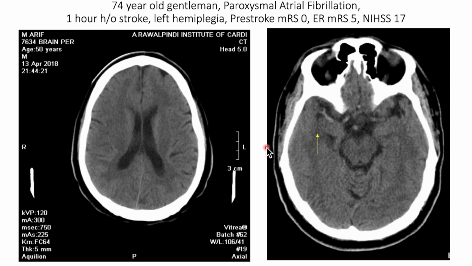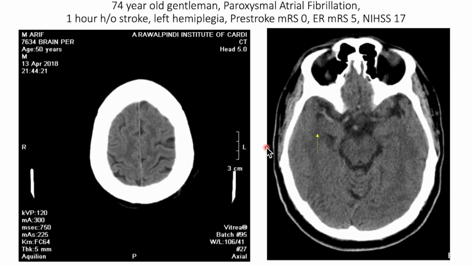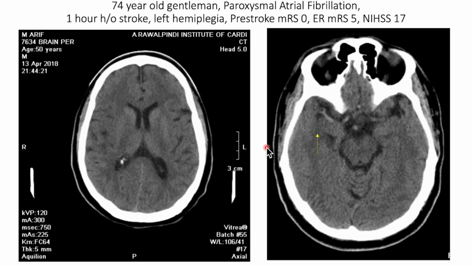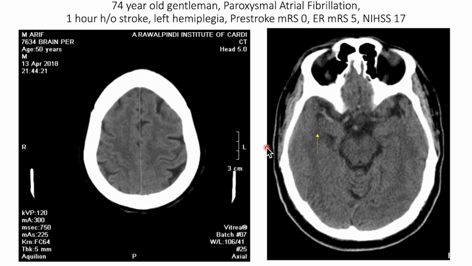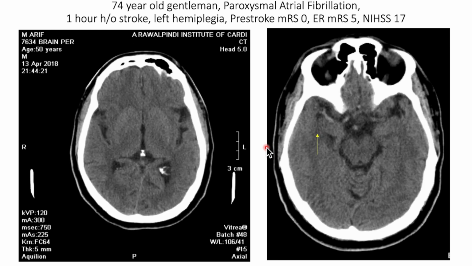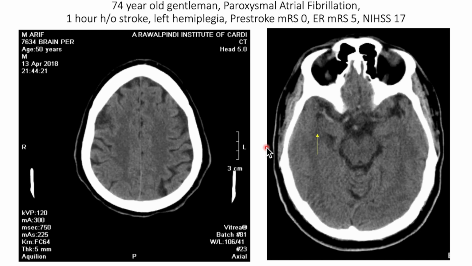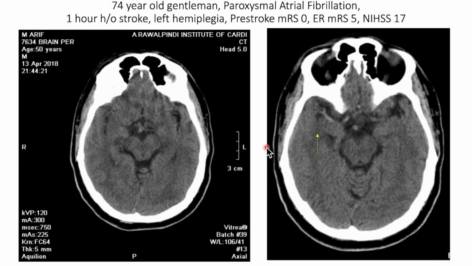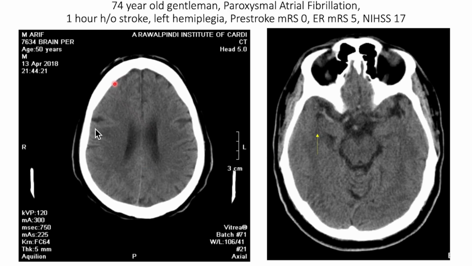So this was a 74-year-old gentleman with paroxysmal atrial fibrillation, 1 hour history of stroke, left hemiplegia, pre-stroke mRS 0, which means he was functionally independent, ER mRS 5, which means he's on the bed, doesn't understand, and totally dependent. NIHSS 17 means he's got quite a severe stroke. So first thing to be done, CT brain.